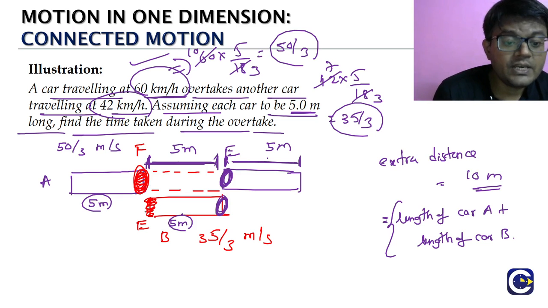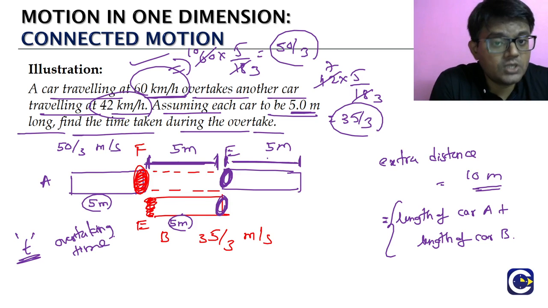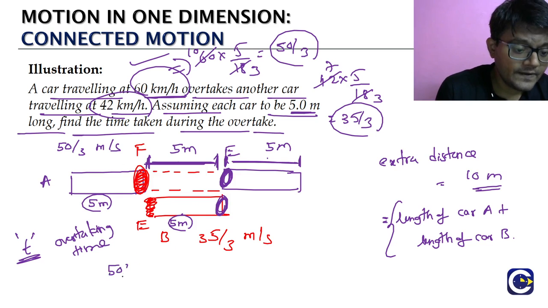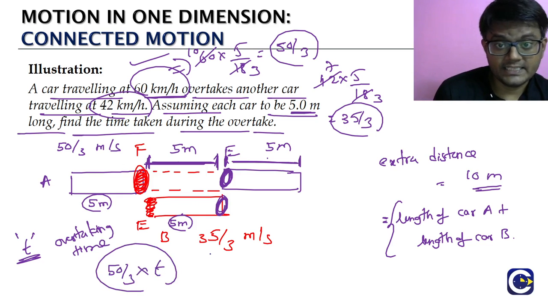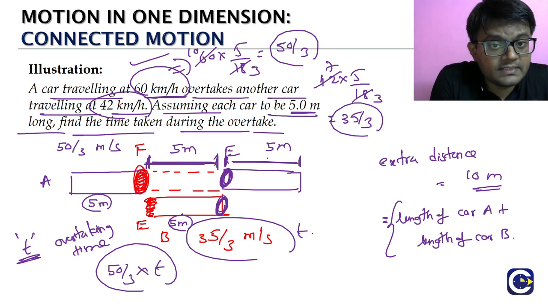Now in this journey of overtake, it's not like car B is at rest. Car B is also moving. So let us say T is the overtaking time. During this time, both car A and car B are in motion. Now we will look at the distance covered by car A. The speed of car A is 50/3, so the distance is 50/3 into T. What will be the distance covered by car B? Its speed is 35/3, so 35/3 into T, because both of them are traveling for the same amount of time.